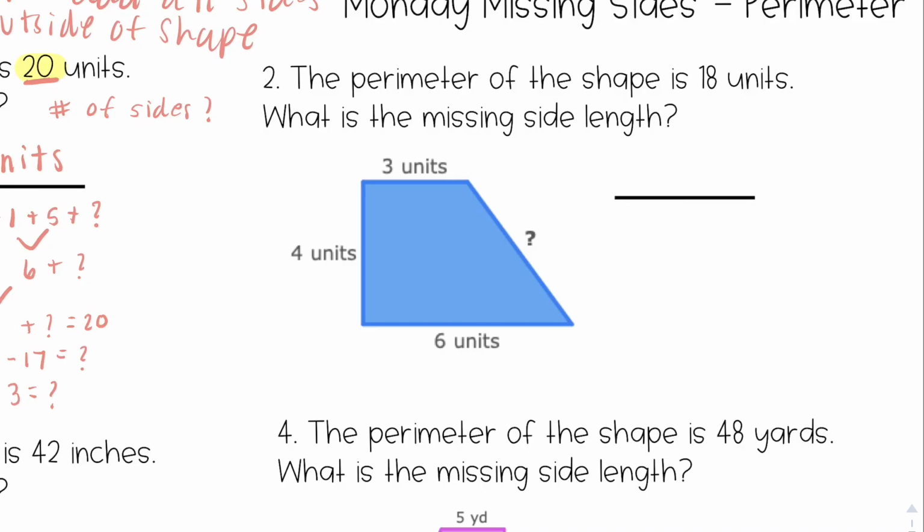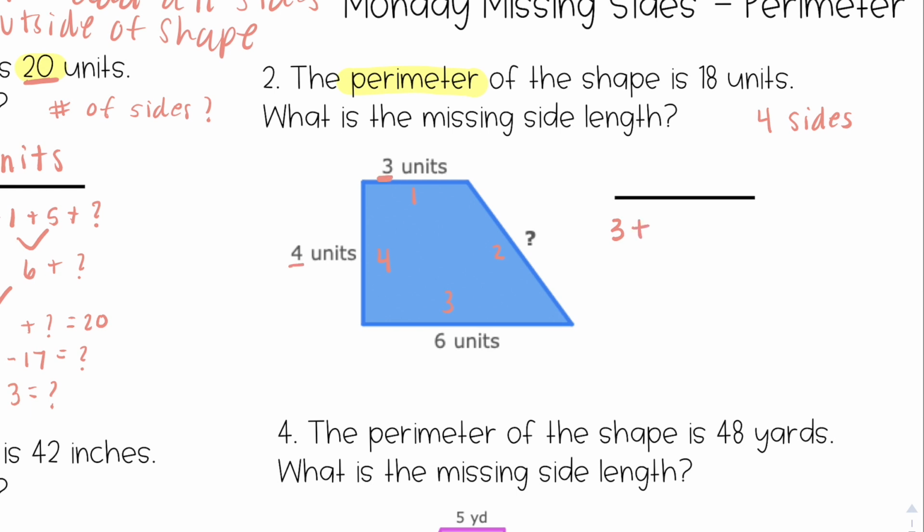Alright, so if you've unpaused the video, you should have gone ahead and completed number 2. Number 2, I'm still searching for the perimeter, which means I need to determine the number of sides. So here I have a 4-sided figure, which we know is also a quadrilateral. And so I need to determine what that missing side length is. So I'm going to set up my equation.